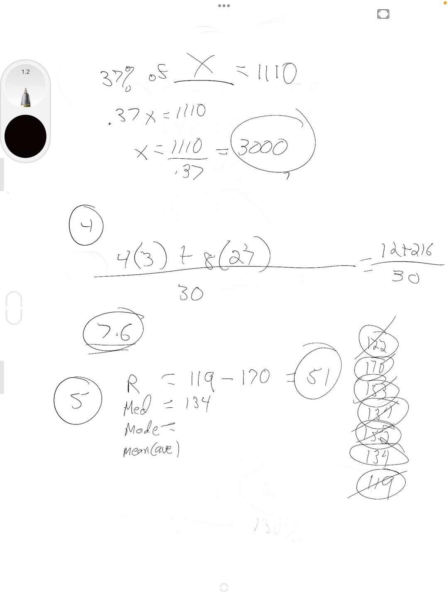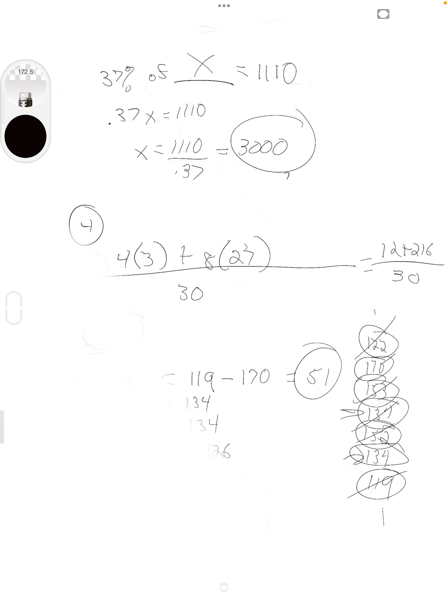The mode is most often. Well, there's 134 and 134. It's there twice, so the mode is 134. The mean is I average all those together, and so I just say what's 122 plus 170 plus 153 plus 134 plus 152 plus 134 plus 119 equals, and then I divide that by 7 days, and I end up with 126. Okay, that's number 5. Number 6. Get some more space here.